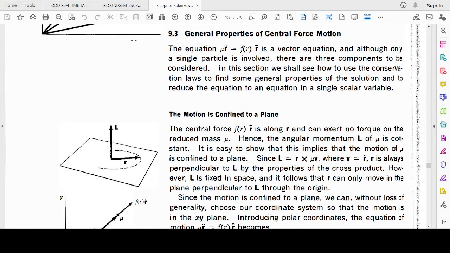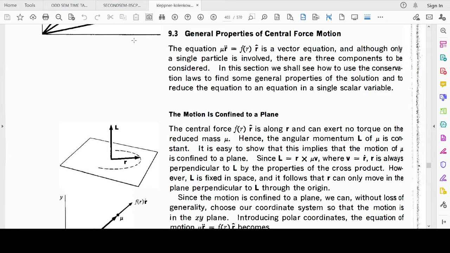But we know that the angular momentum of a central force is constant. So angular momentum is constant, that is, it is a vector fixed in space. So that means the angular momentum is perpendicular to r and it is constant also. Therefore, the radius vector can move only in the plane perpendicular to the angular momentum, through the origin.